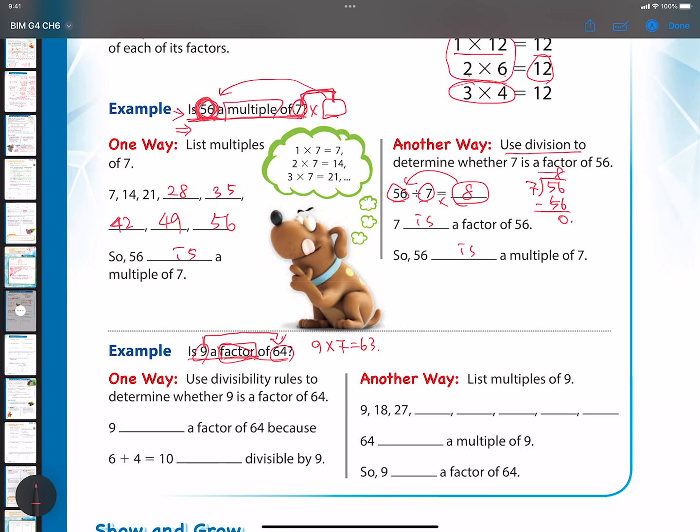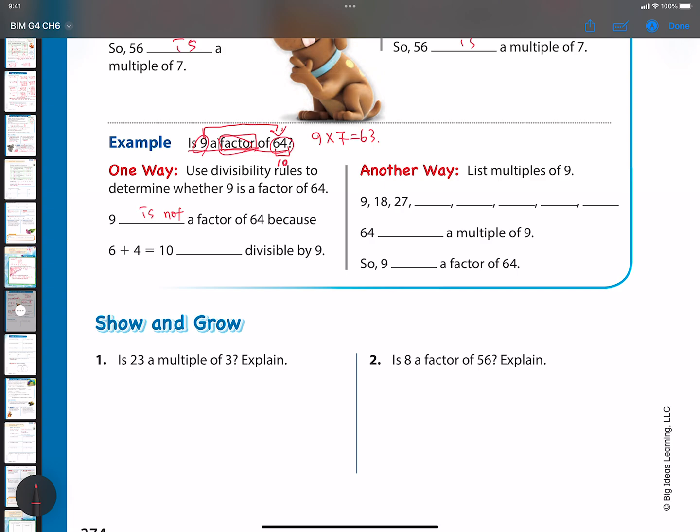Now, we also know the divisibility rule of 9, which is: the sum of the digits has to be a multiple of 9. Here it's 10, so it's not. So 9 is not a factor of 64, because 6 plus 4, when you add, the sum of the digits is 10, which is not a multiple of 9. So this is not divisible.